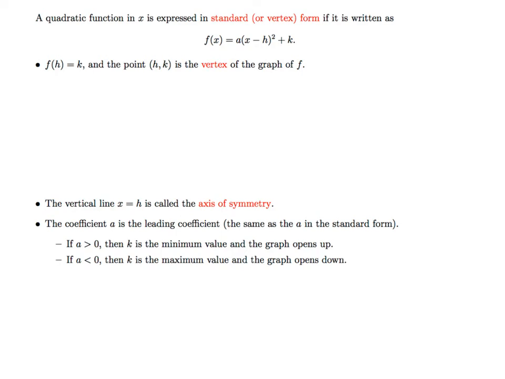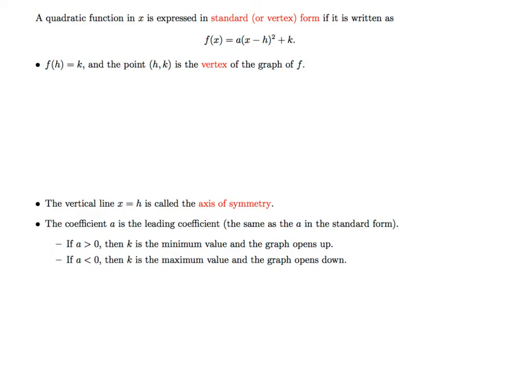So in addition to the general and factored form for a quadratic function, another third and convenient way of writing a quadratic function is in what's called the standard or the vertex form of a quadratic function. And that's when we write it as f of x is equal to a times the quantity x minus h squared plus k. When we write it in this form, we use the same letter a for the leading coefficient, and that still has the same importance of determining whether the parabola opens upward or downward.